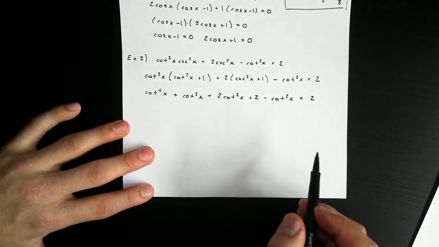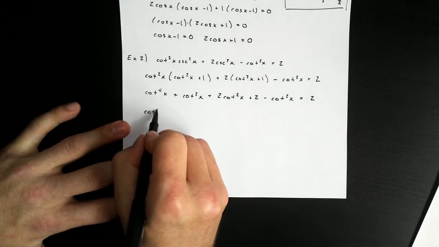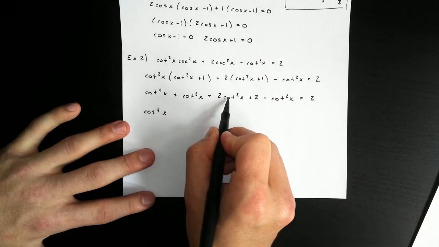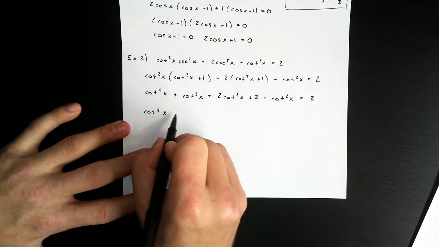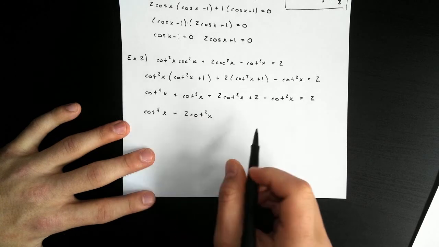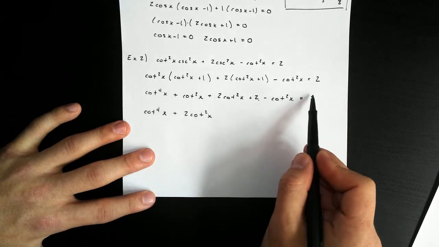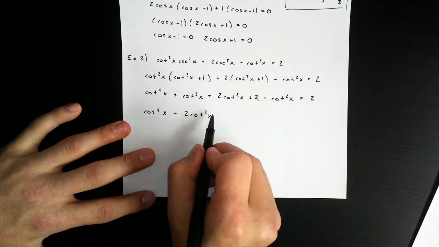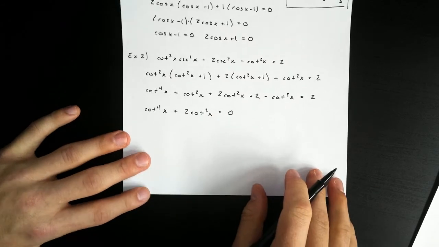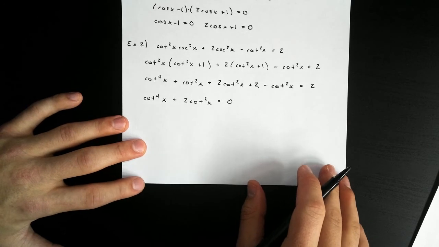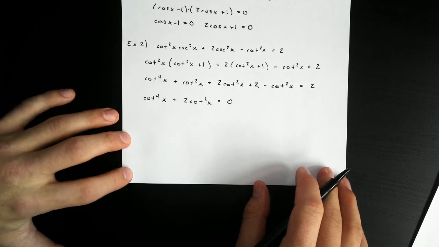And we do have some like terms we can combine. So we have, this is 1, 2, so that's 3 cotangent squared minus 1, so that's leaving us with 2 cotangent squared of x. And then we have a positive 2, we have a 2 on the other side, so if I subtract 2 from both sides, that will simplify to 0. So we just end up with this nice simple equation. Cotangent to the 4th plus 2 cotangent squared is equal to 0.